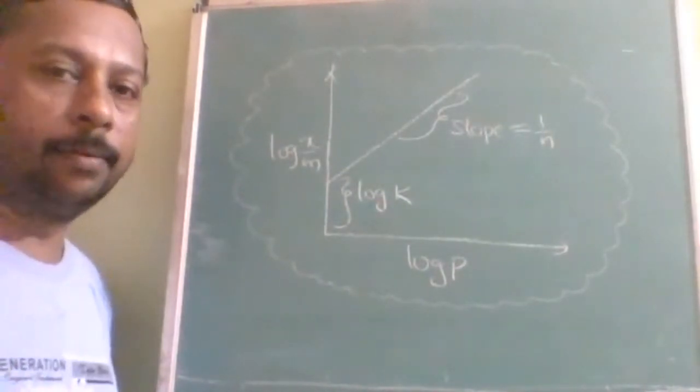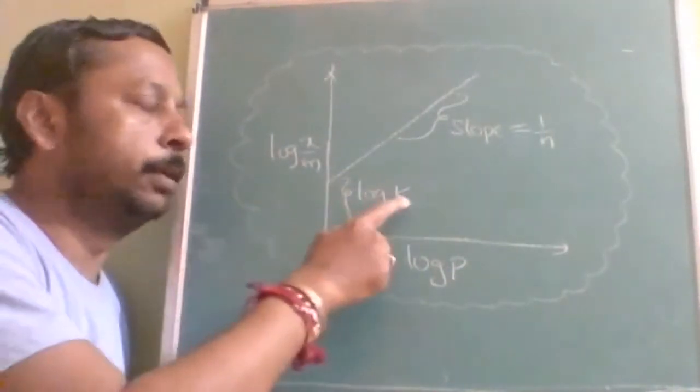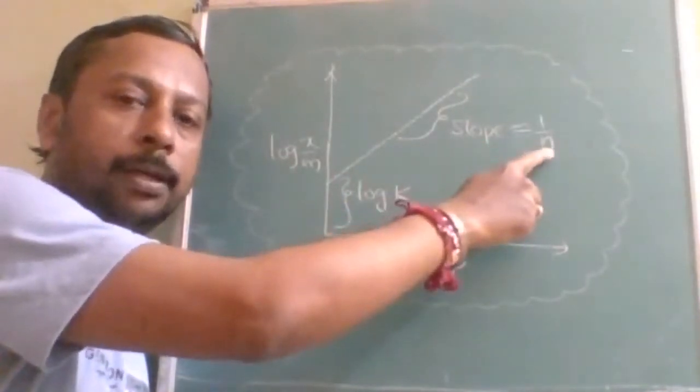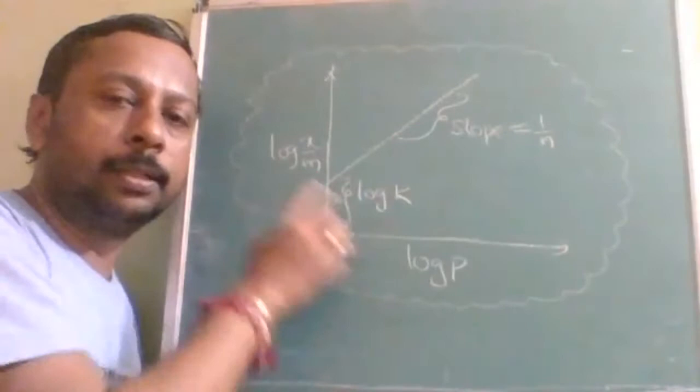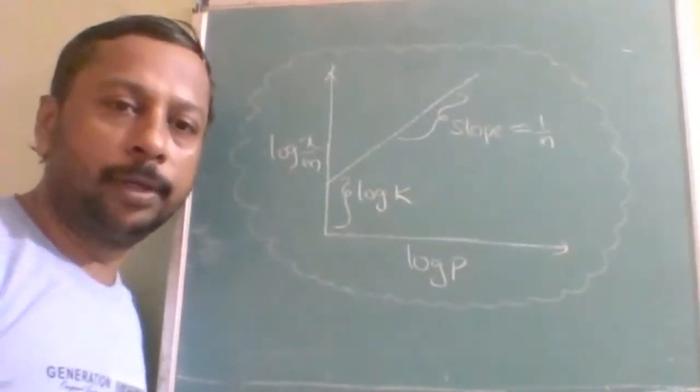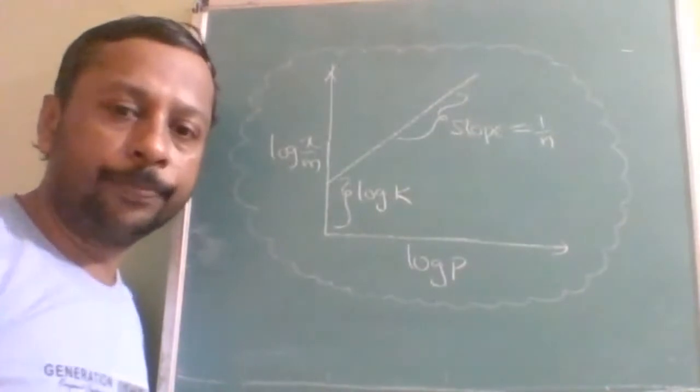Mostly they will give the intercept, with which you will find k. They will give the slope, with which you will find n. Then using these two relations, there will be numericals, which we are going to study now. Note this down.